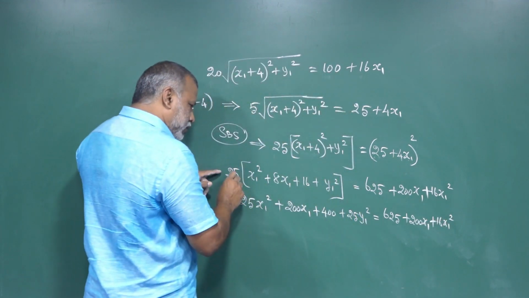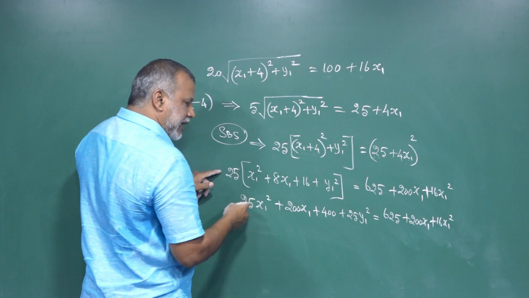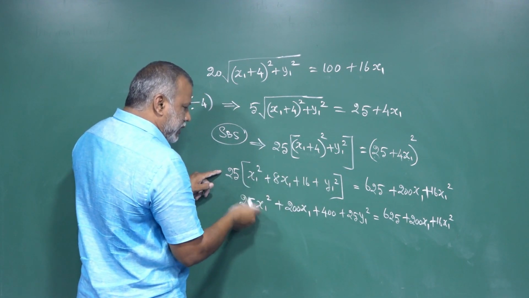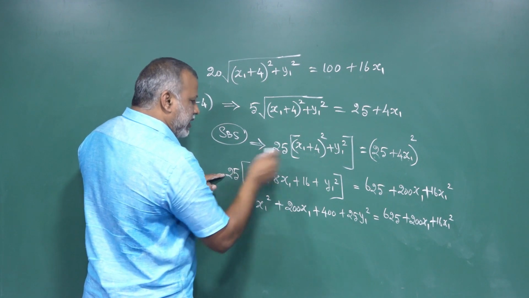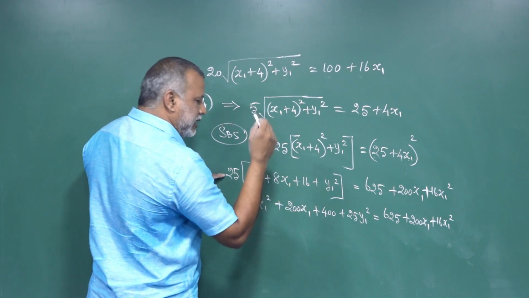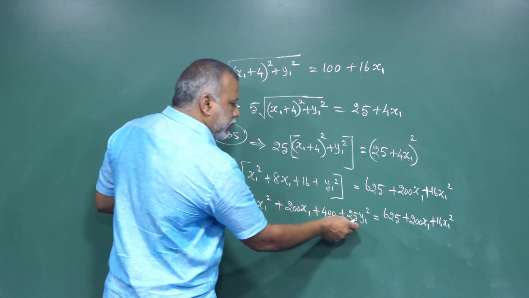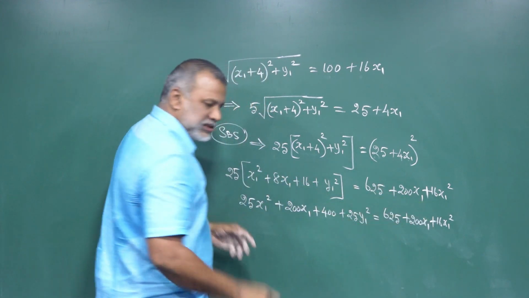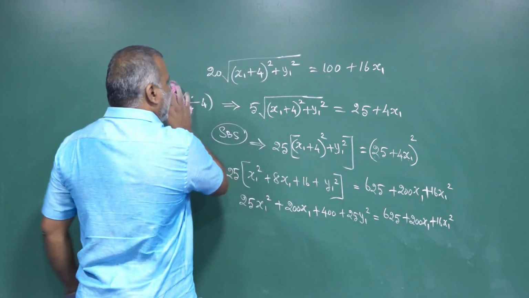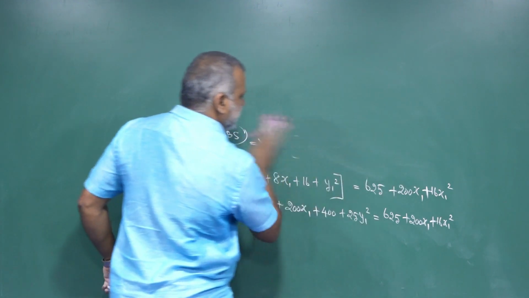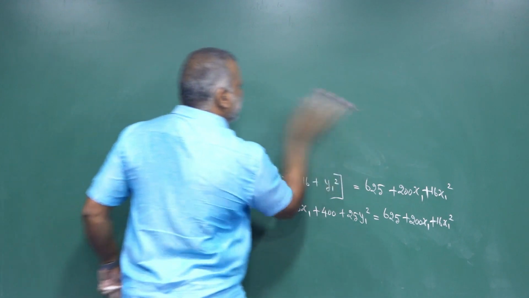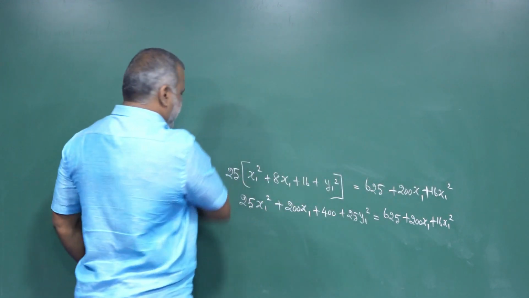So listen, 25 is multiplied with this bracket's elements: 25x1 squared, 25 times 8 means you can get 200x1, 25 multiplied with the 16, we can get 400, and 25y1 squared. The remaining in your RHS side are the same only. Now we can simplify the numbers. Listen carefully, we are able to simplify this one.